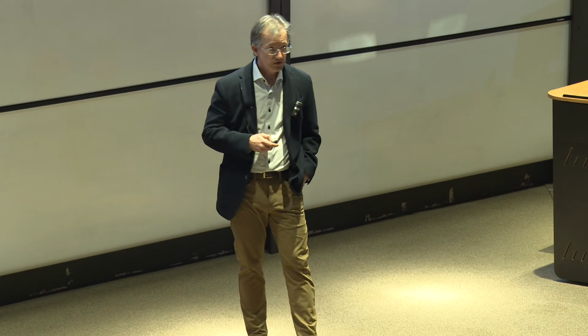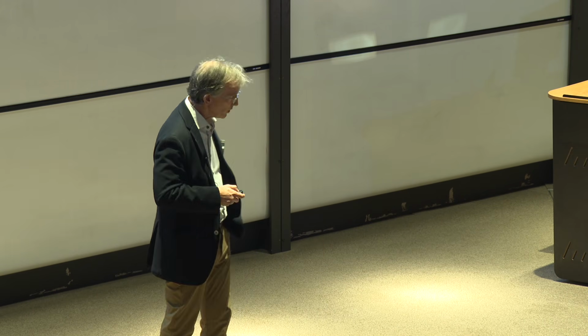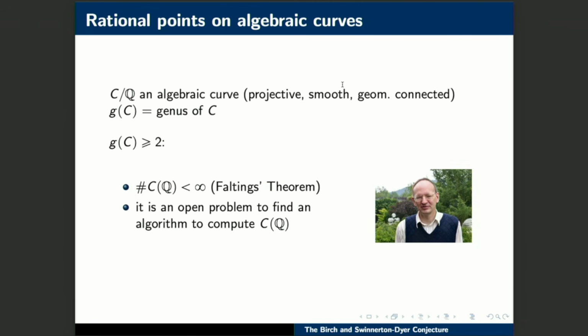When the genus is at least 2, so if your Riemann surface has at least two holes, the curve can only have finitely many points. This is Faltings' theorem, a celebrated conjecture of Mordell and proved by Faltings. And it's an open problem, I think, to find an algorithm to compute these finitely many rational points. So that in itself has a lot of interesting mathematics. So that's the genus 0 case, and then the genus greater than or equal to 2 case.